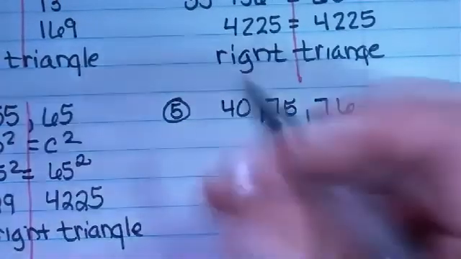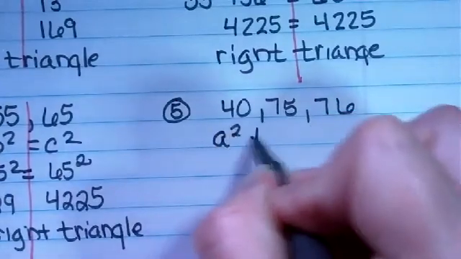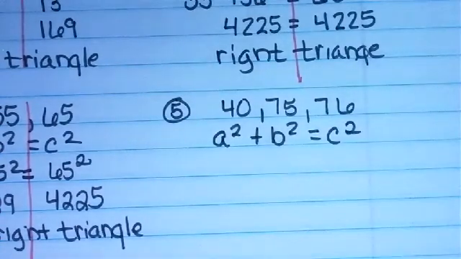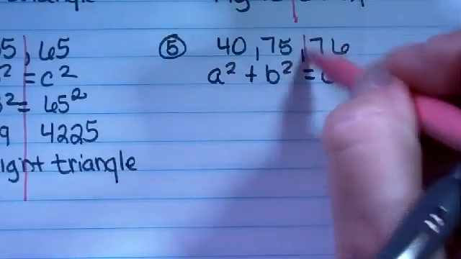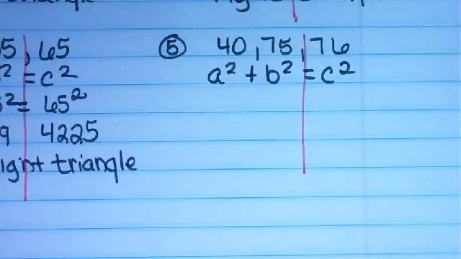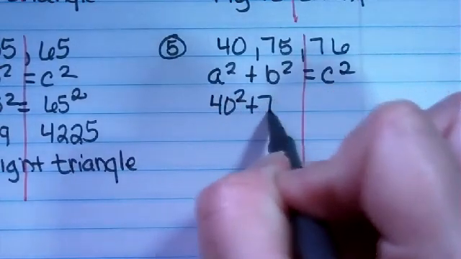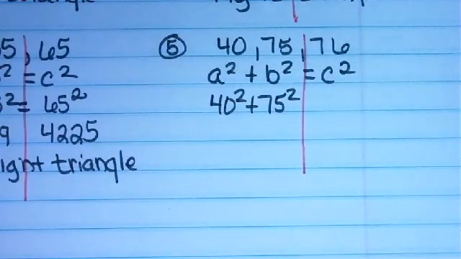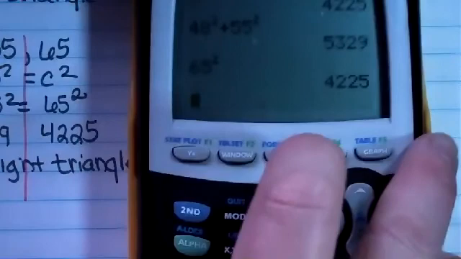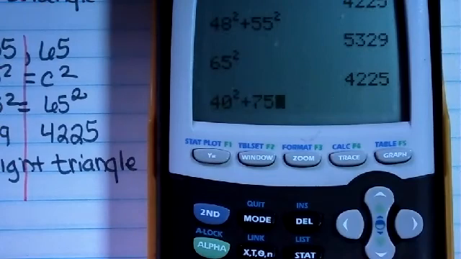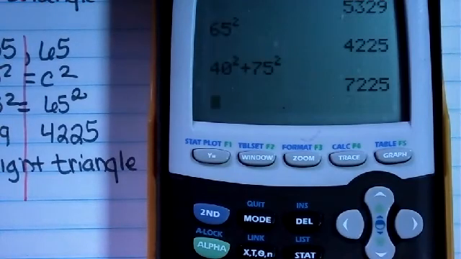Now, a squared plus b squared equal to c squared. And if you want to, again, we can put in that river right here to separate the two sides. Now, over here, I'm going to have 40 squared plus 75 squared. So I'm going to come right here and type in 40 squared plus 75 squared. I come up with 7,225.